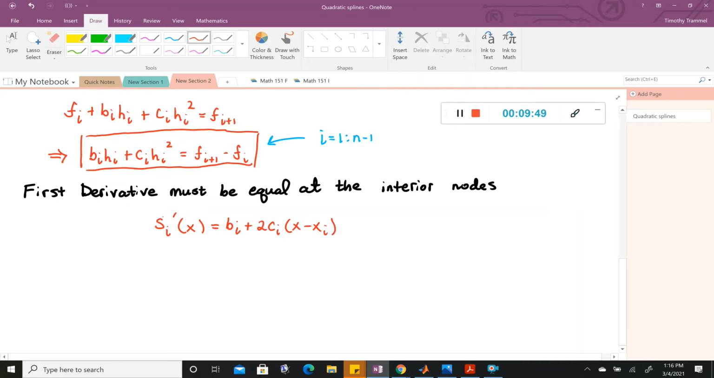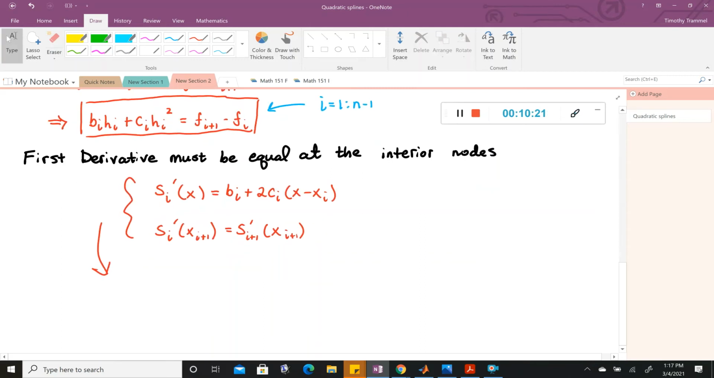Okay, so we had b sub i plus 2c sub i times x minus x sub i. And if we want to ensure that the first derivative is equal at the interior nodes, that would look like this. This would look like the first derivative of the ith quadratic spline at the point x sub i plus 1 is equal to the first derivative of the i plus 1th spline at x sub i plus 1. We're going to combine these two pieces of information here, and let's see what that looks like.